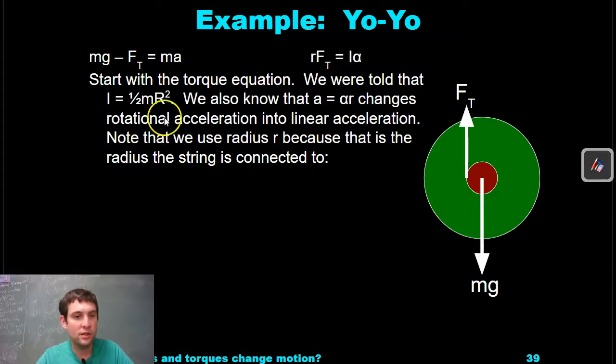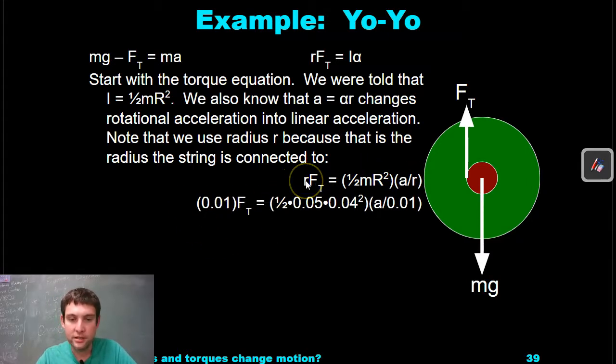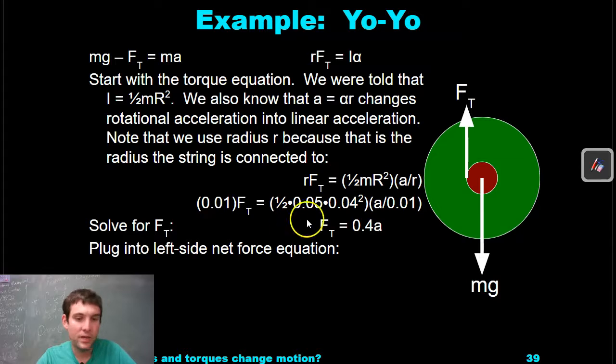So starting with the torque equation, we have I equals 1/2 mr squared. We can plug that in. We also know that a equals alpha times r, so alpha equals a over r. Note that we can use radius r because that's the radius the string is going to be connected to. So r times F_T becomes I times alpha. r is 0.01 from the very first step in the problem, and then solving for tension, we can divide out that 0.01. And we get tension equals 0.4 times a, whatever a is.